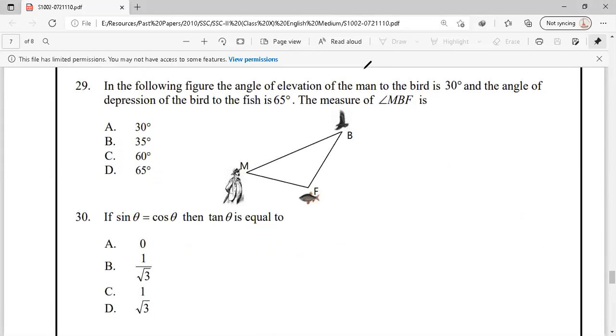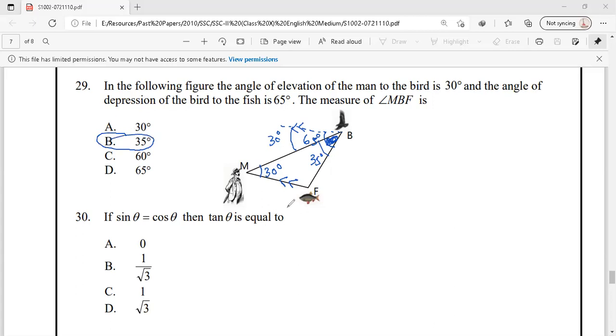Then we have question number 29. In the following figure, the angle of elevation from a man to the bird is 30 degrees. Let's say this is 30. The angle of depression of bird to the fish is 65 degrees. So this is 65 degrees. So we have to find the angle MBF. So we have to find only this angle. As we know, these lines will be parallel to each other, so this angle will also be 30 degrees because these are alternate angles. This complete angle was 65 degrees. So this only angle MBF will be equal to 35 degrees. So correct answer is option B.